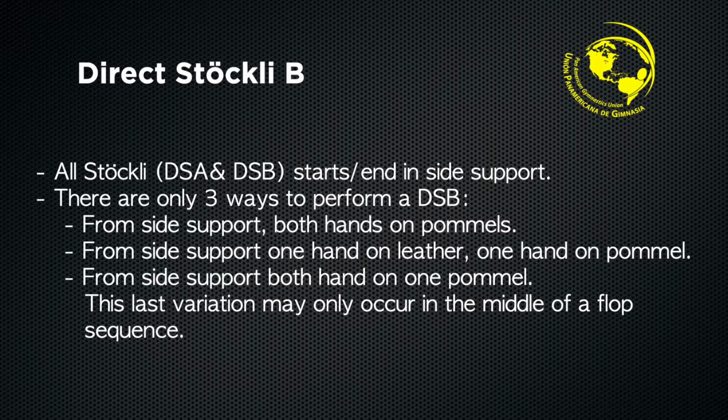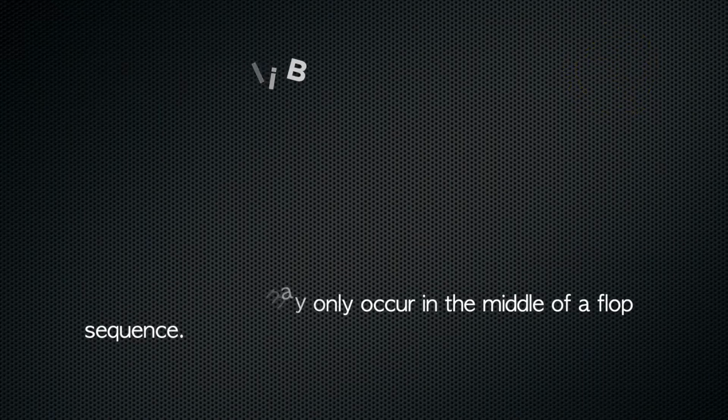Stockley B can only be performed from side support, both hands on pommels, from side support, one hand on leather, one hand on pommel, or from side support, both hands on one pommel. This last variation may only be in the middle of a flop sequence.